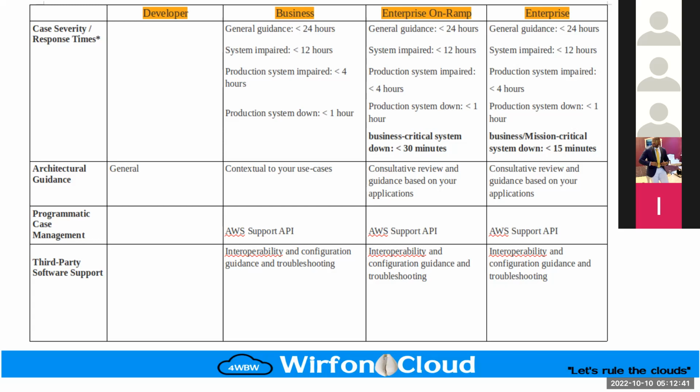So you should take note. All the other ones are almost the same. Please, you will need to read it, master it, pay attention. Almost everything is the same apart from the business critical system down, which for enterprise on ramp is 30 minutes, while the business and mission critical system down for enterprise is 15 minutes. So please pay attention. You reread them. You have to master this table.